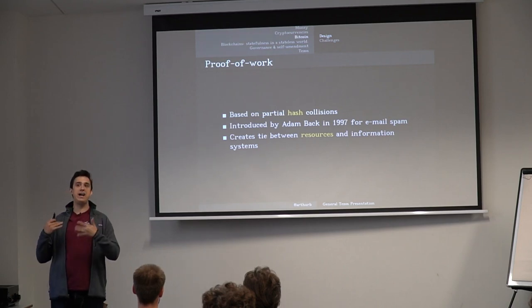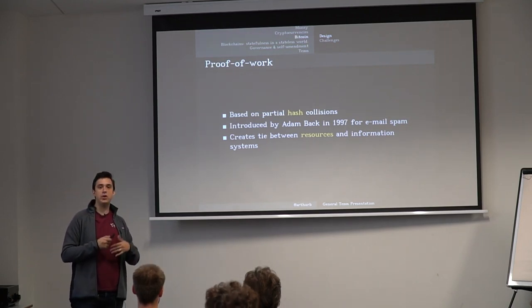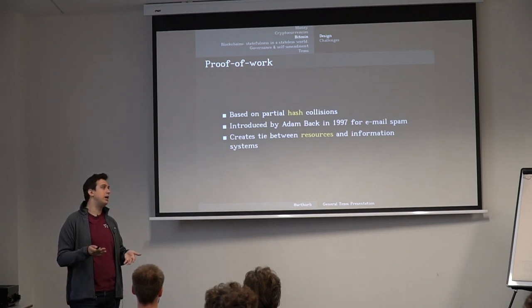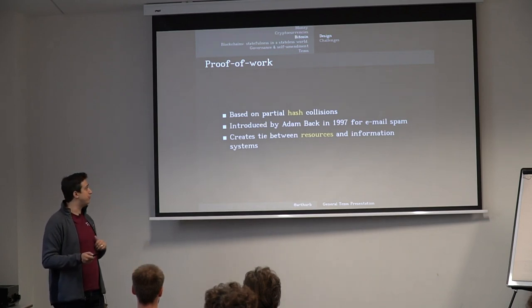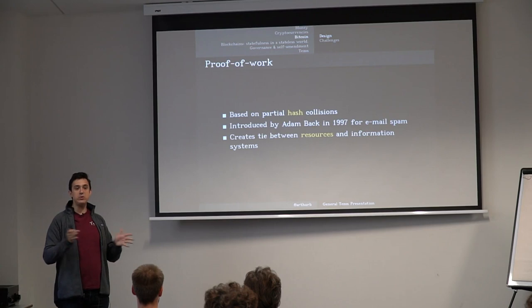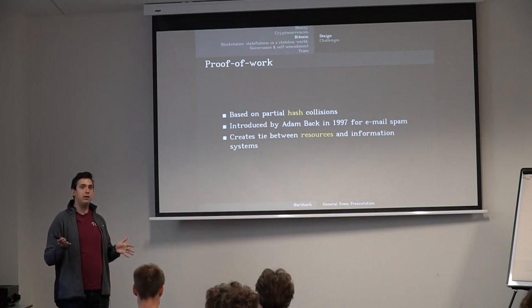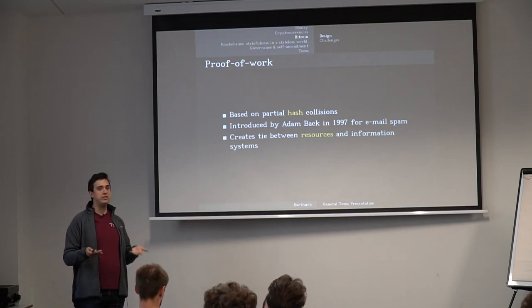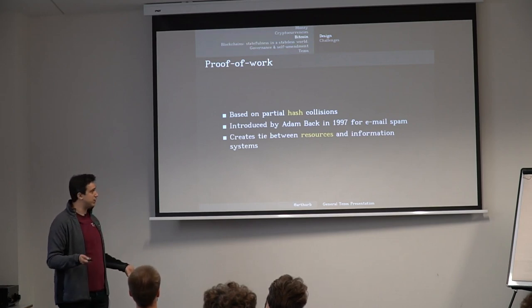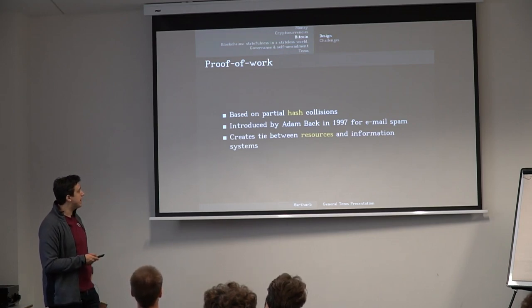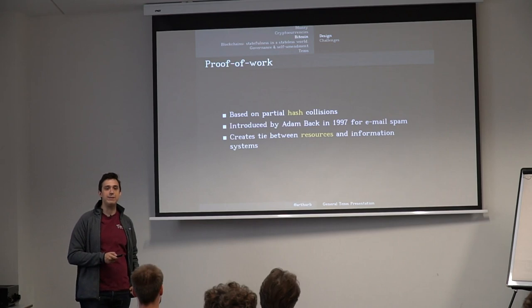Or, if the hash of a message is a 256-bit number, I would like it to be below a certain value. And that way you can tune the effort that someone would need in order to produce such a hash. And that was introduced by cryptographer Adam Back in 1997 for email spam.